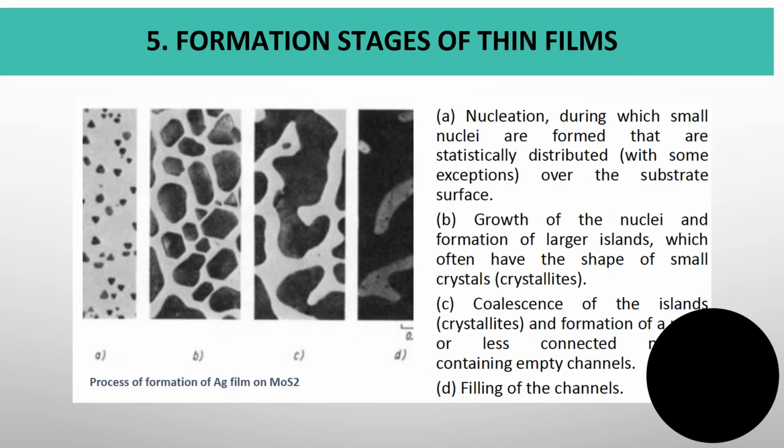So the stages of thin film formation, this you have to remember. The first one is the nucleation, during which small nuclei are formed that are statistically distributed over the substrate surface, and then the growth of nuclei and formation of larger islands which often have the shape of a small crystal. And then the third one is the coalescence of the islands and formation of the thin film, or a less connected film containing empty channels. And the last one is the filling of the channels. So these are the stages in formation of the thin film.